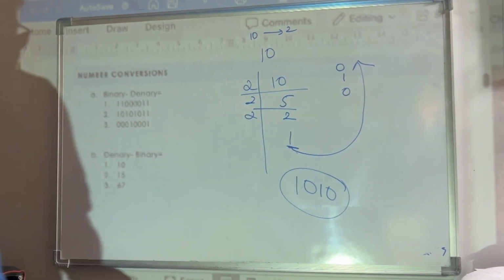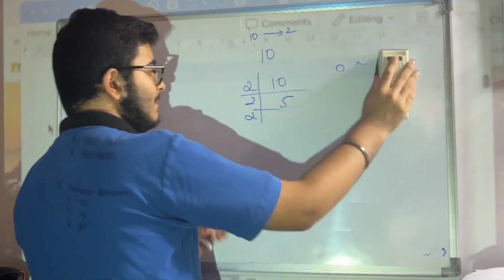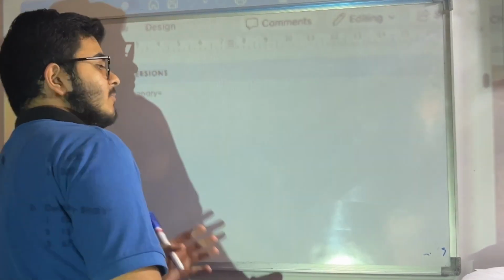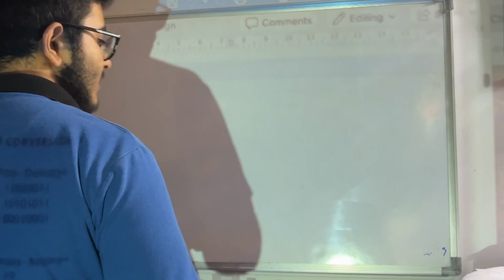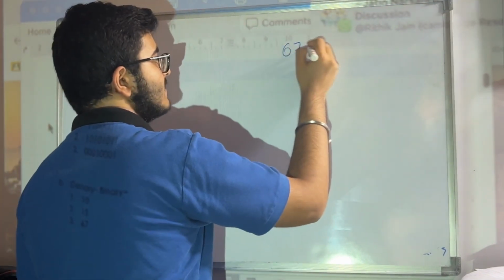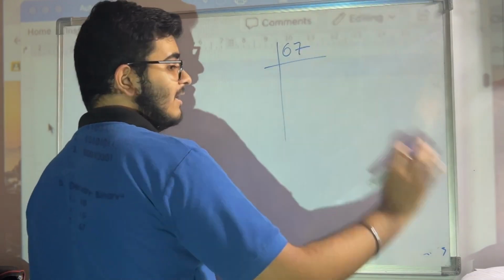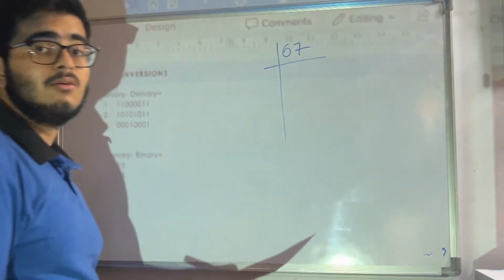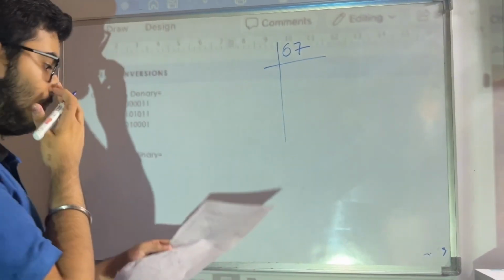Okay, let's see another example, which is 67. It's part C of your worksheet that we provide in the description. So we have another number called 67. I've already solved it, so I'm going to look at the sheet, but you can pause the video and try it out if you want to.